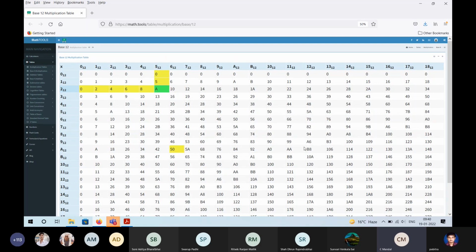So let us just try to do that. 358 plus 34. You can do it on your own. I'm also doing it now only. So 8 plus 4. 8 plus 4 is 12. So 12 is basically in base 12, what will be 12? 12 will be 10, right? Yes. 12 will be 10.